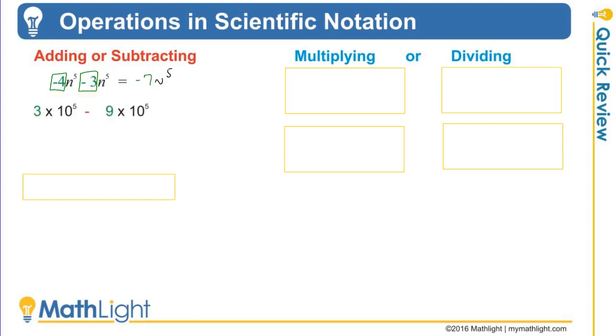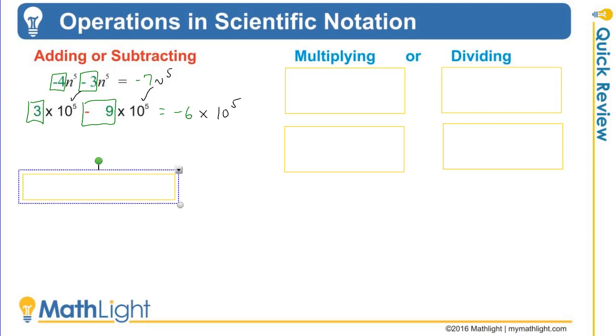So notice we have the exact same thing here. So I'm going to add the coefficients, 3 of them and a -9 of them is going to give me a -6 of them. What are the thems? Times 10 to the 5th. Now let me remind you, make sure you have like terms, meaning your exponents are the same. That's necessary and needful.